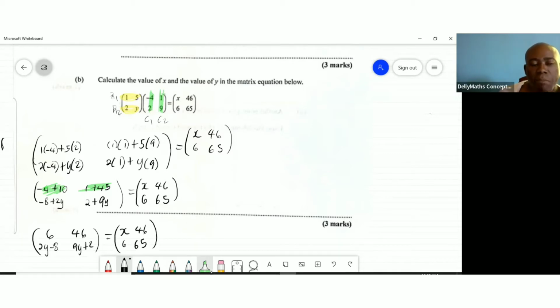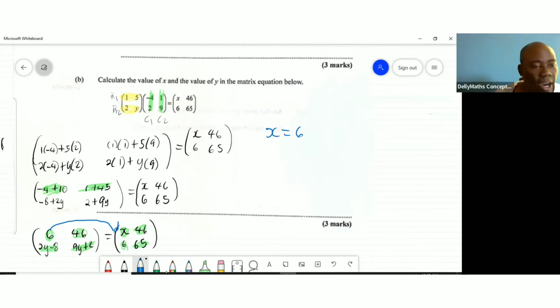Now, corresponding spots are equal. For example, 6 is equal to x. You could see that 46 is 46. And then 2y minus 8 is going to equal 6, and 9y plus 2 is equal to 65. We're going to use that to find the values for x and y. So luckily, the x value is already worked out, since they are in the corresponding spots already. So we could say x is equal to 6, and that's done.